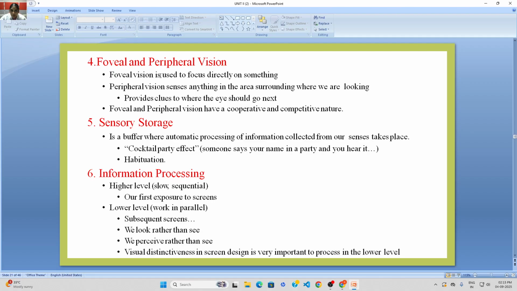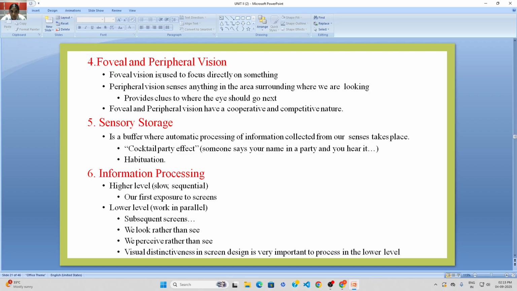Then foveal and peripheral vision. Foveal vision is used to focus directly on something. If you are looking at any document or image, it focuses on it directly. Peripheral vision senses anything in the surrounding area as we look forward. It provides clues to where the eye should go next. Foveal and peripheral vision have cooperative and competitive natures.